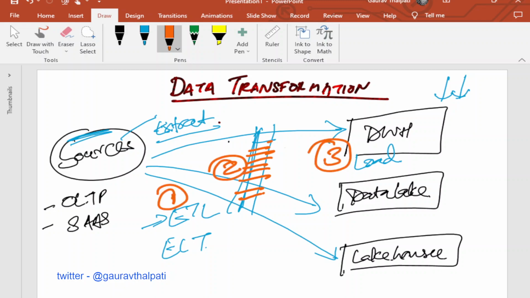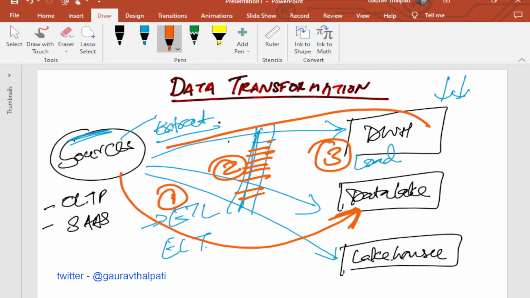In ELT, it's a bit different. We extract the data, and the first step is exactly the same, but then we don't transform it. We load it directly, so the data goes directly to your target system. It can be a data lake or a warehouse, but after that you do the transformation. A classic case is that you extract the data and put it into your warehouse, which can be Redshift or Snowflake, and then you apply the transformation after that.